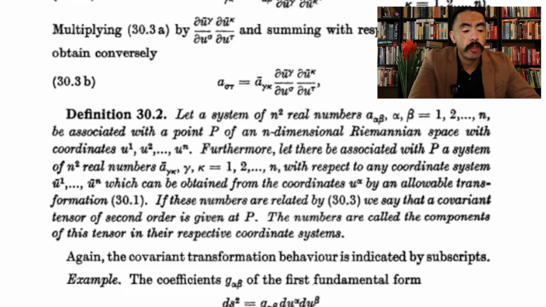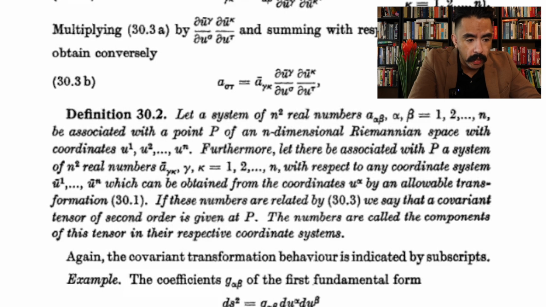We now come to definition 30.2. Let a system of n squared real numbers, A sub alpha beta, where alpha and beta respectively can be 1 through n, be associated with a point capital P of an n-dimensional Riemannian space with coordinates u1, u2, etc. through un. Furthermore, let there be associated with capital P a system of n squared real numbers, A over bar sub gamma kappa, where gamma and kappa each respectively can be 1 through n, with respect to any coordinate system u over bar 1 through u over bar n, which can be obtained from the coordinates u alpha by an allowable transformation shown earlier in this section.